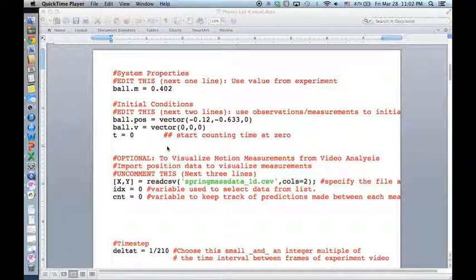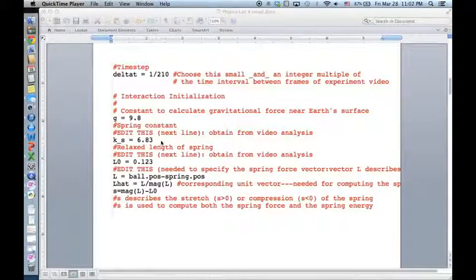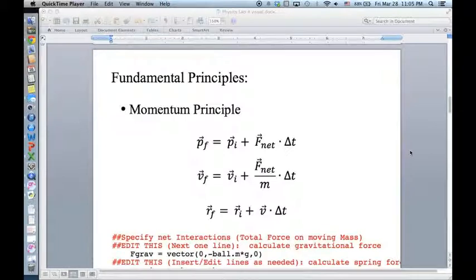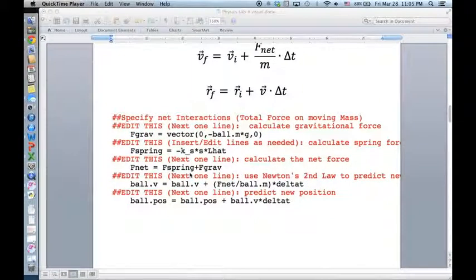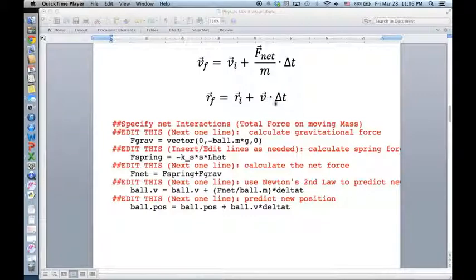These first blocks of code simply initialize the model. We have initial conditions taken from the video, and we also read in the CSV file taken from our tracker data. The mass, the spring constant, and the relaxed length of the spring were all obtained from the lecture videos. Lastly, here are some initial spring conditions which will be clarified later. Our first fundamental principle is again the momentum principle, which we have basically beaten to death at this point. In our system, we calculate F net from the force of gravity and the force of the spring. Then we apply these derivations of Newton's second law to update velocity and position.